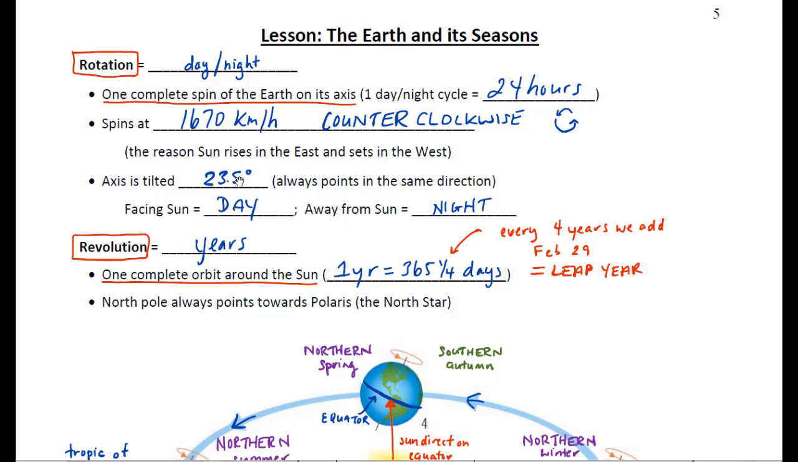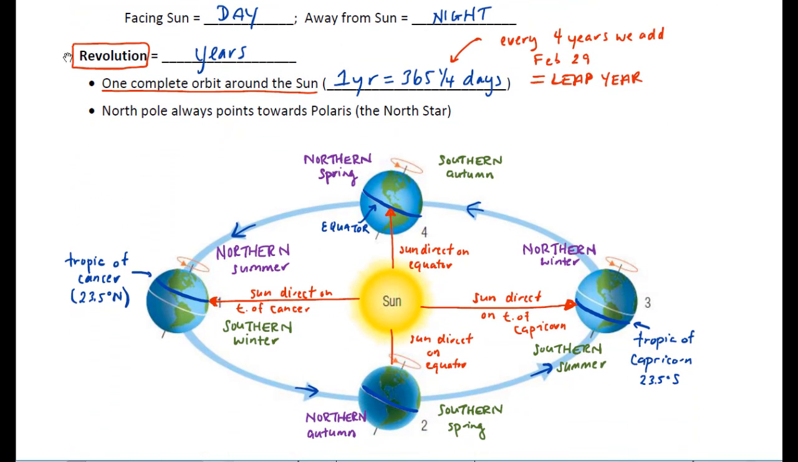We are also tilted, and we are tilted at 23.5 degrees. Please memorize this number as well. And of course, when we face the sun, it's daylight, and when we are facing away from the sun, it is nighttime. The other term you need to know is the term revolution.